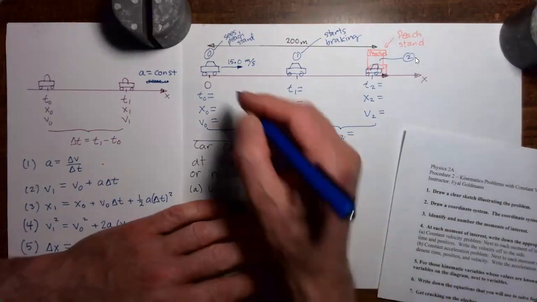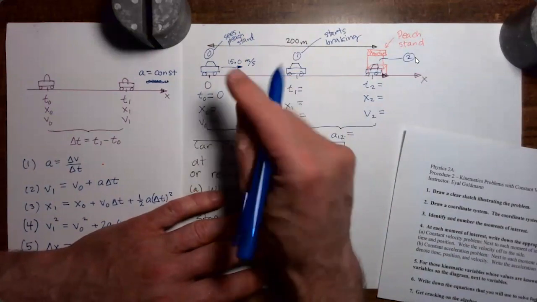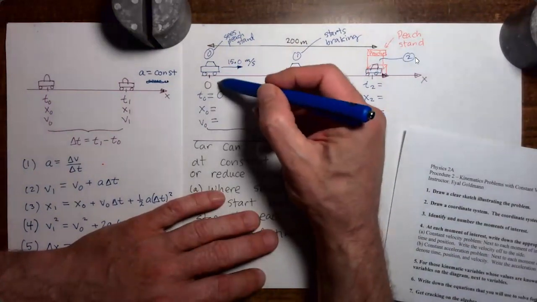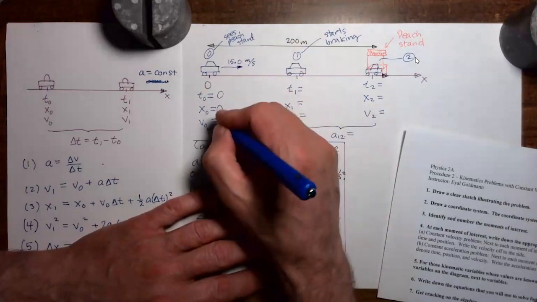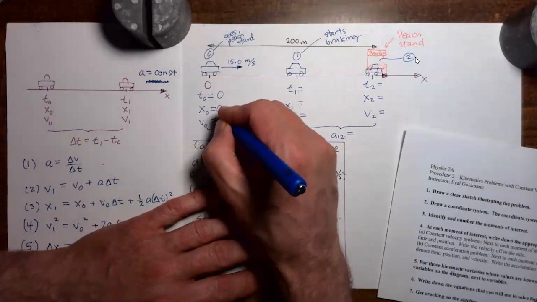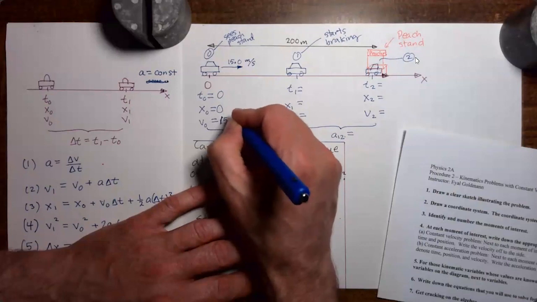All right, so we're going to say that the process starts at time 0. We already decided that the process starts at the origin, in other words, at x equals 0. And the velocity, excuse me, is 15 meters per second, that was given.